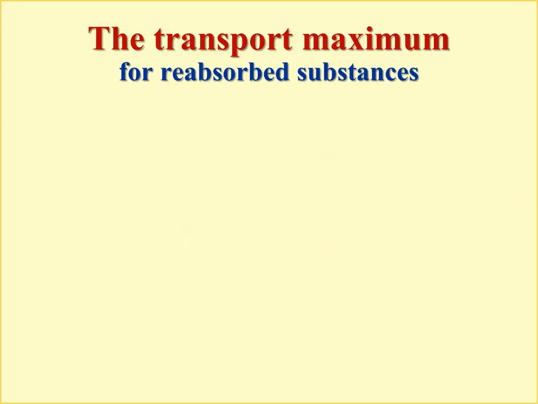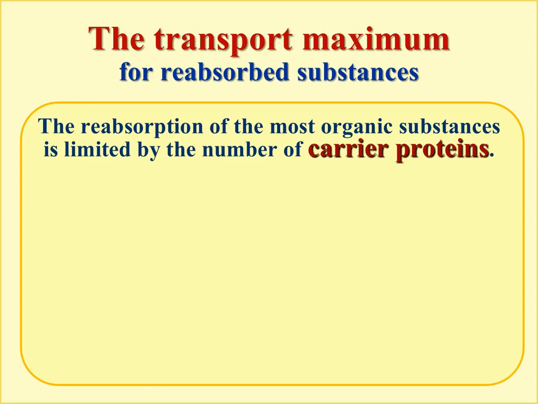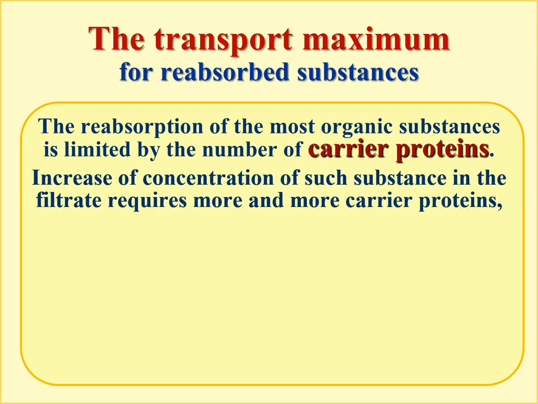The transport maximum for reabsorbed substances is important. The reabsorption of most organic substances is limited by the number of carrier proteins, as reabsorption occurs using these carrier proteins, and they have a certain number, and therefore they can function within a limited range. If the concentration of a substance becomes higher and higher, it requires participation of more and more carrier proteins for transfer through the membrane.